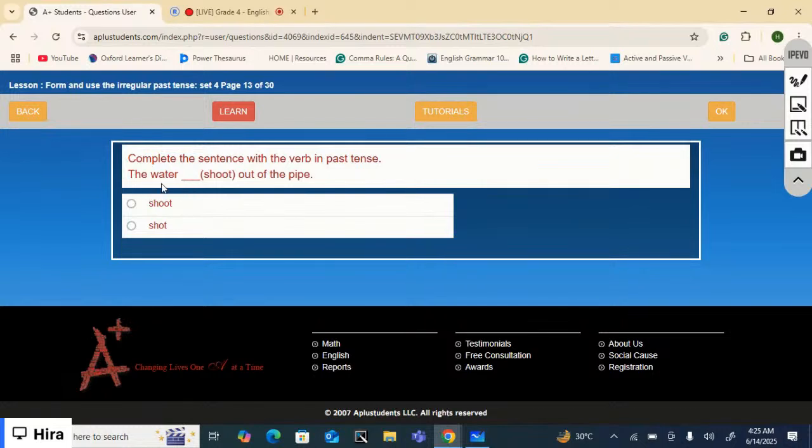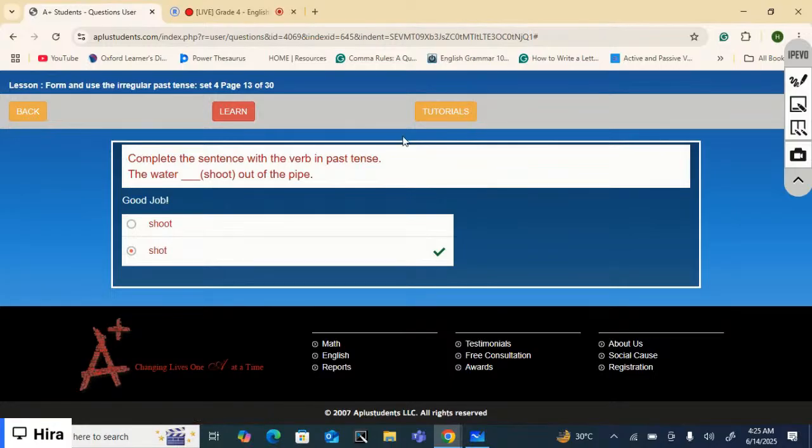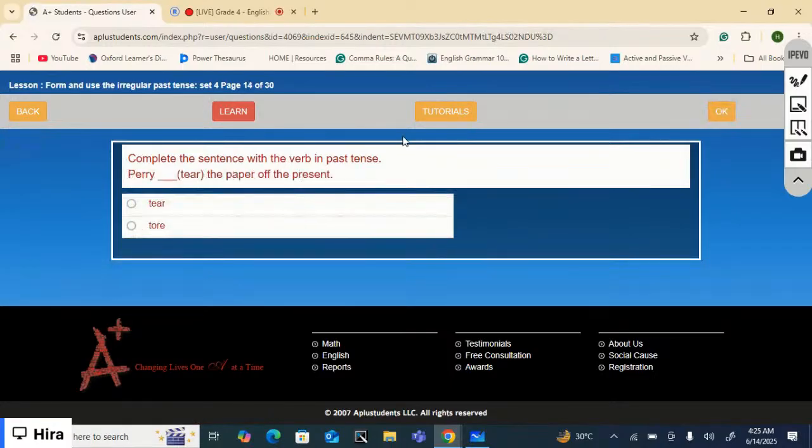Okay, so the correct answer is shot. The water shot out of the pipe. Harry blanked the paper of the present. Tear or tore?